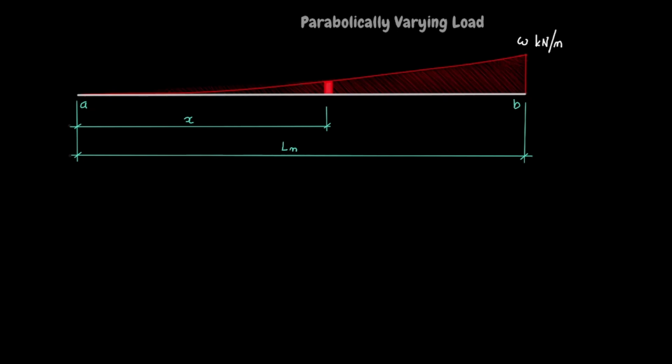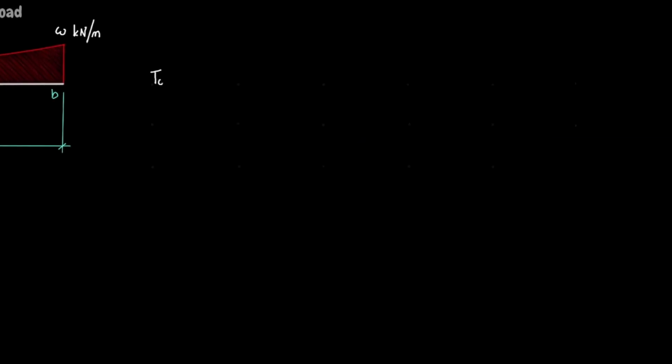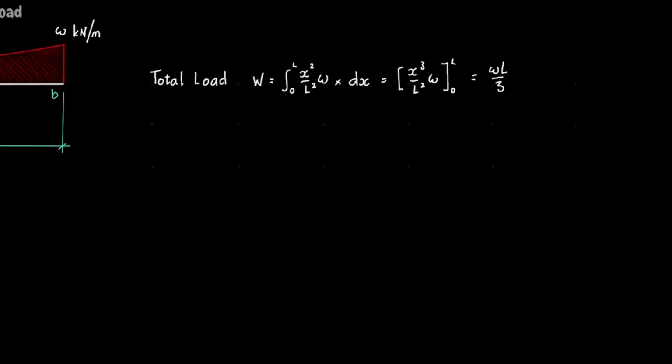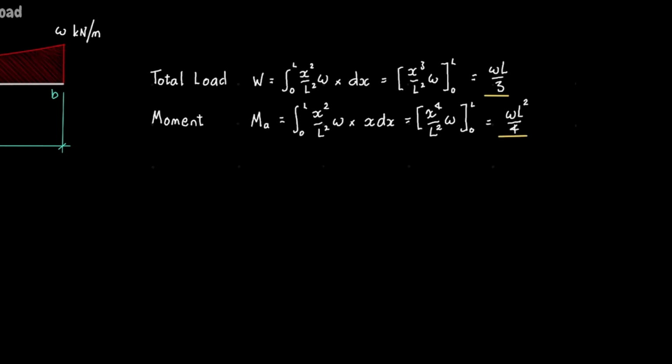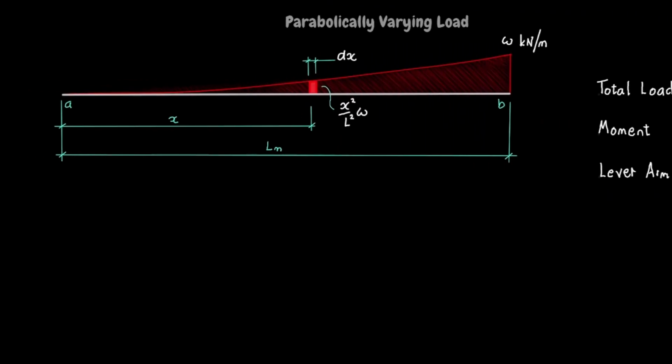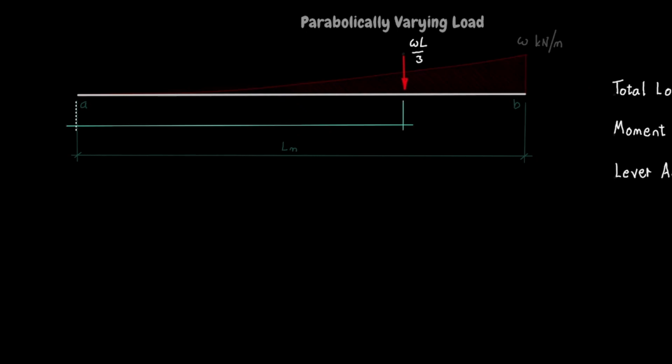The load is parabolic, so the intensity of the load at x is Wx squared upon L squared, and each element will make a contribution of Wx squared upon L squared times dx towards the total force. Integrating the force contributions for all elements shows the total load is WL upon 3 kilonewtons. Next, integrate the turning effects of all of the elements about A to show that the moment of the load about A is WL squared upon 4. The moment of the distributed load equals the magnitude of the load times its lever arm, so the lever arm must be 3/4 L. In other words, a single force of WL upon 3 acting 3/4 L from A is equivalent to the parabolic load.